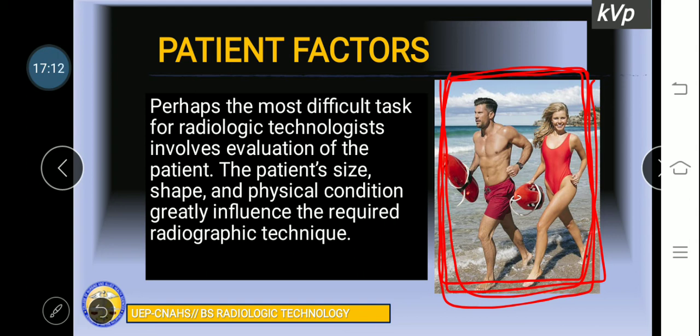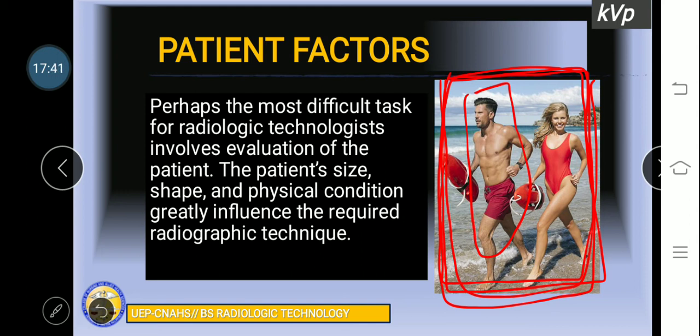Kaya the patient size, the shape, and physical condition greatly influence the required radiographic technique. Yung mga na-mention nga natin, we have the radiolucent and radiopaque conditions. Yun, isa yun sa mga i-consider natin. Ganito yung katawan, pero may sakit pala na tinatago, 'di ba? So that's part of our technical factors that we have to consider.